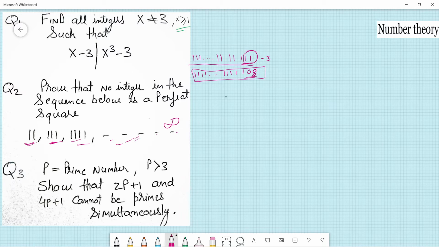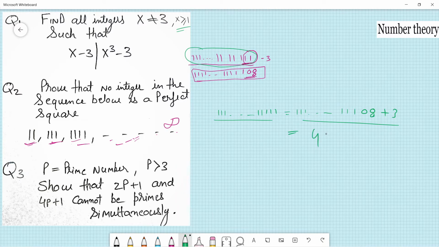if I write this number as 111...1, five times 1, as 111...1 plus 3, I can write it in this manner, no problem. But this number is divisible by 4, so it can be written as 4k, and here it is 3, so 4k plus 3. So what we have shown is any number in this sequence is of the form 4k plus 3.